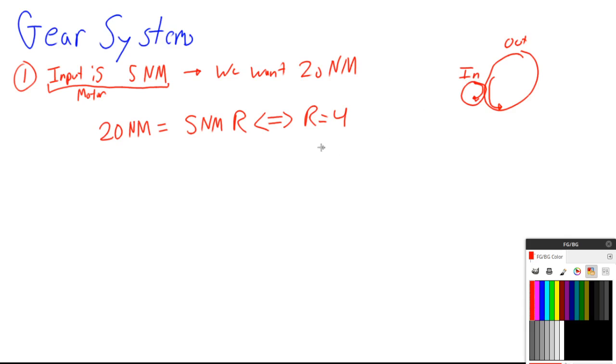So this is a ratio that I have to have. It's 4/1, right? 4. But that means there's an infinite number of solutions we could have here. Let's just say that our input has 10 teeth. Then our output needs basically our input times 4, which is 40 teeth. So that's how that works.